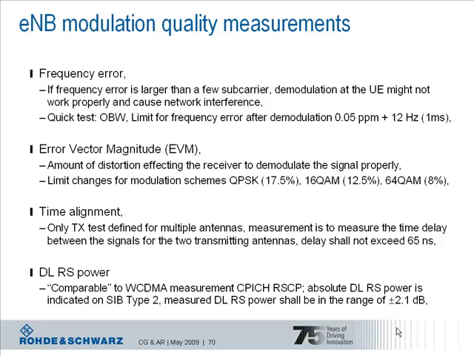Time alignment is a measurement related to MIMO technology. The delay between two signals transmitted via two antennas is measured and should not exceed 65 nanoseconds.